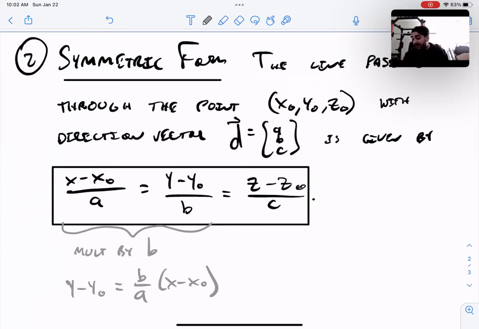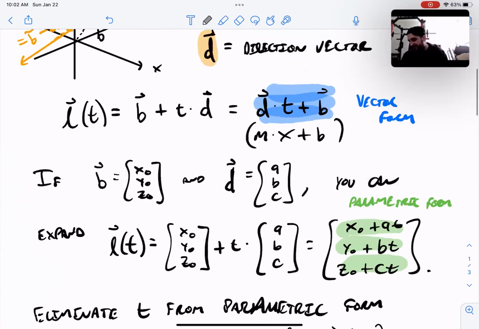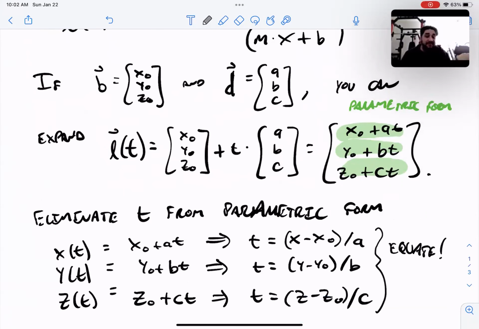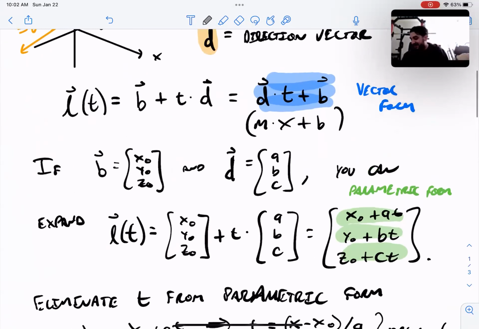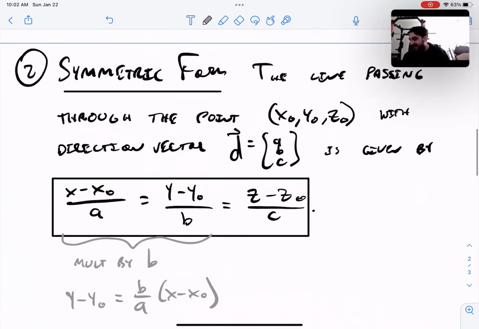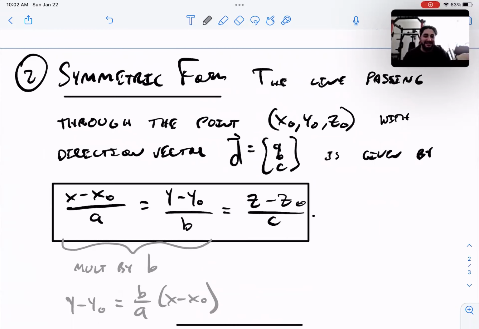Now, one little warning here. Obviously, symmetric form requires that A, B, and C are non-zero, right? That's where the vector form, parametric form, this version is maybe a little better. Because up here, you could have A, B, or C be zero, and nothing bad happens. It doesn't break anything in this formula, right? This green or blue way of writing a line. You could do that and have zeros wherever you like. But down here, if A, B, or C is zero, it doesn't work, right? So that's one thing to think about.